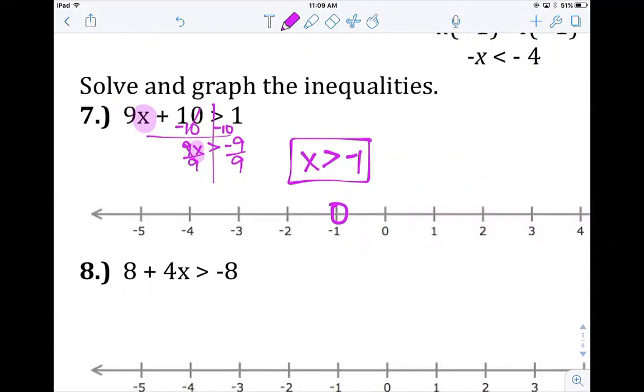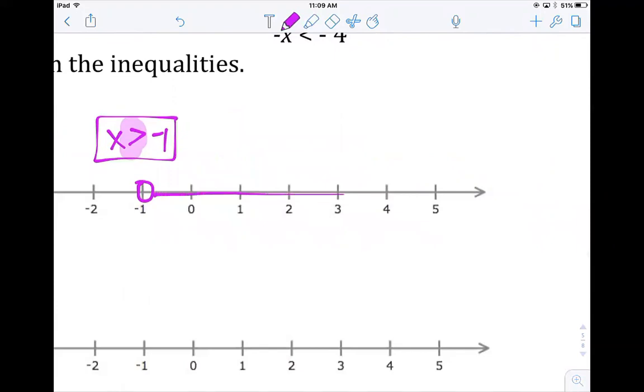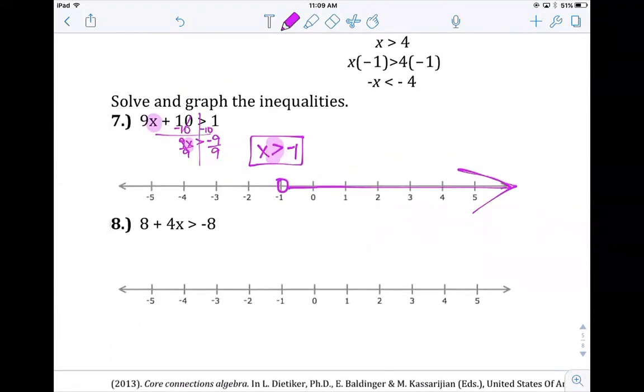So now we've got to figure out, okay, is our arrow going left? Is our arrow going right? And to decide that, we're going to look at our symbol, which says x is greater. So greater, those values would be to the right. So we're going to draw our arrow to the right side. So again, it's an open point because it does not have that line underneath the inequality.